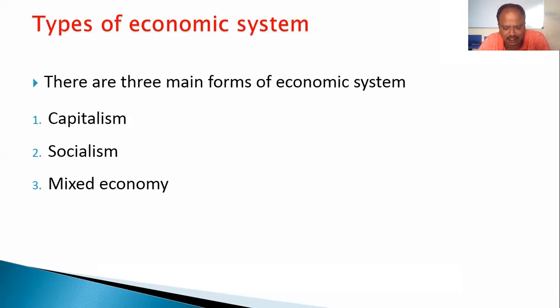There are mainly three types of economic system. We divide the economic system into three: capitalism, socialism and mixed economy. That means we are just splitting into three types.